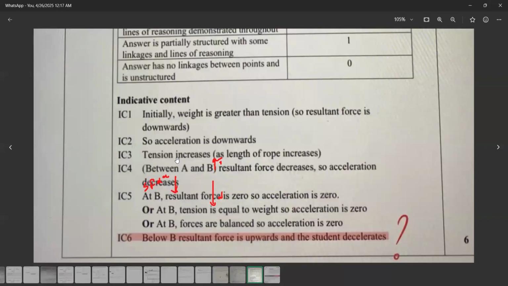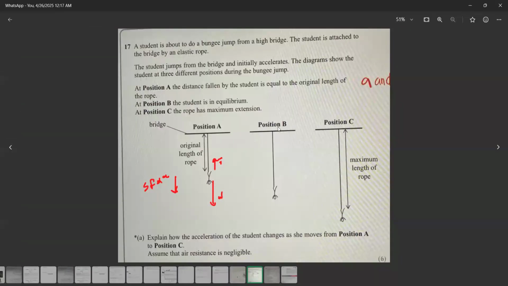Then the tension increases as the length of the rope increases. Like this part, because if a string stretches, then the tension in the string increases. The string is stretching, so the tension starts to increase. And eventually the tension will be equal to the weight. When the tension is equal to the weight, there is no resultant force. If there is no resultant force, he does not have any acceleration.